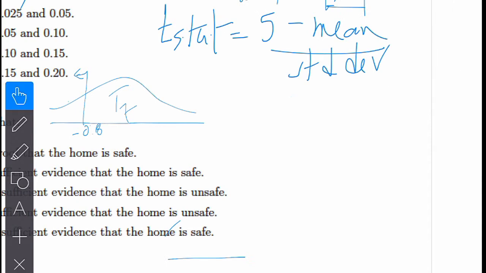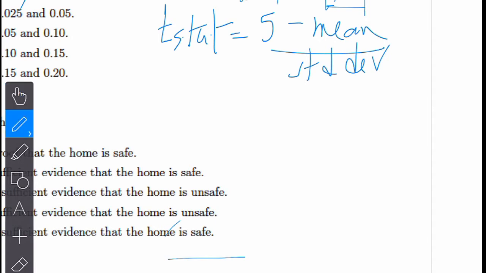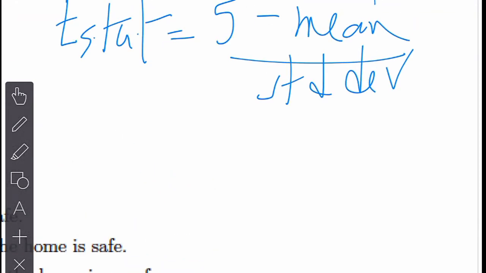Okay, so let's do this properly. See if I can erase this one. Yes, okay, back. Do this again. Sorry for the confusion. I used the wrong number. So this is going to be equals 5 minus the mean was 4.8.